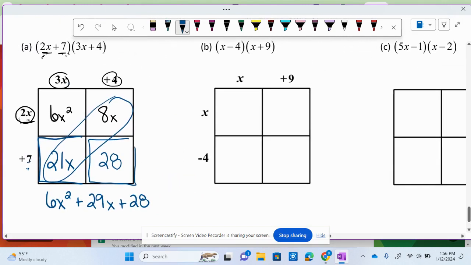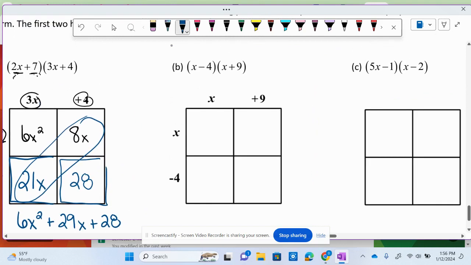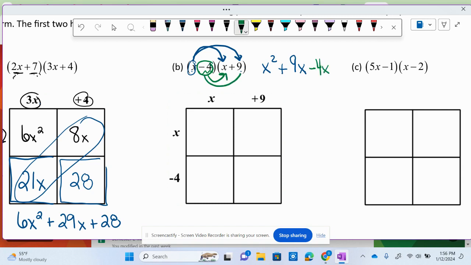Example B, you guys can do the box method. I'm going to show you that you learned how to FOIL. I call it just distributing. If I take this term on the outside, x, and I multiply it by each one of these, x times x is x squared, x times a positive 9 is 9x. And then I take the next term in my first parenthesis, negative 4 times x is negative 4x. And negative 4 times 9 is negative 36.